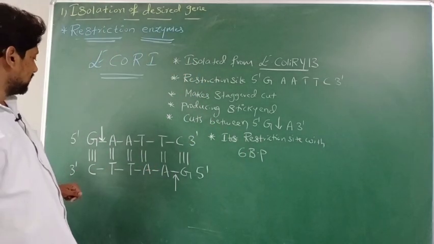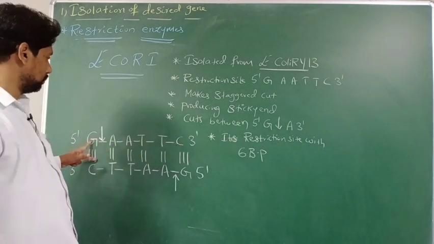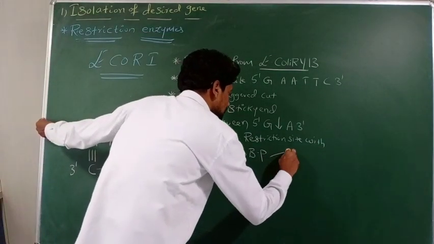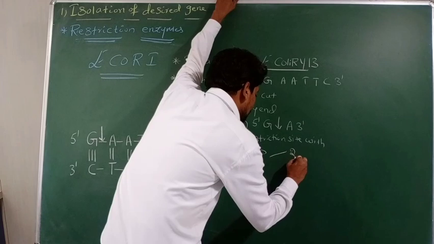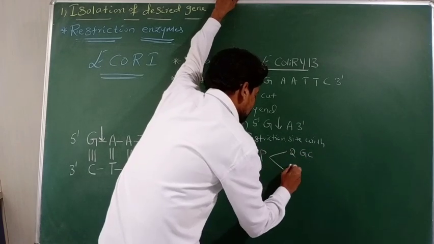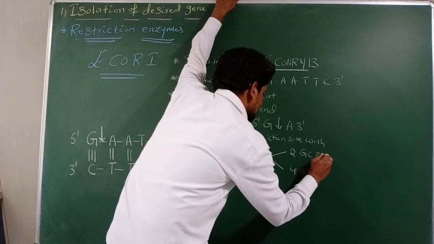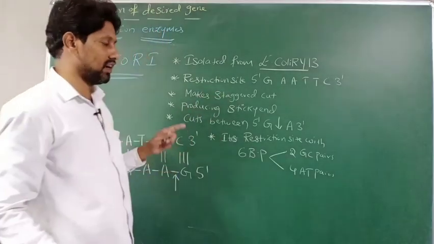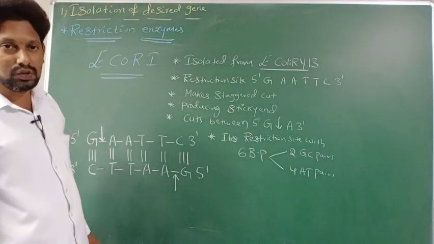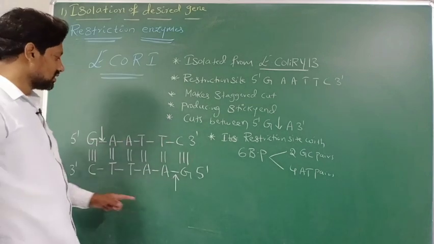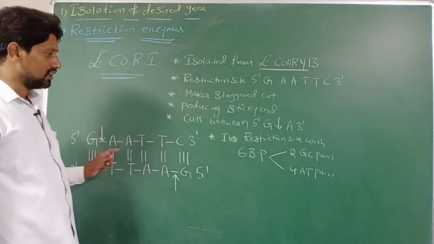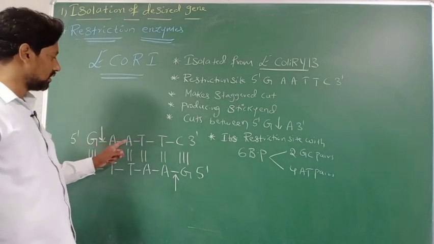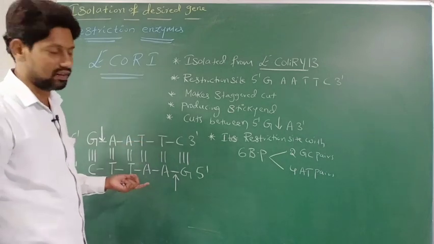Out of 6 base pairs, how many are GC pairs? 2. How many are AT pairs? 4. Therefore, out of 6 base pairs, 2 are GC pairs, whereas 4 are AT pairs. Is this statement okay? Right. In its recognition site, how many nucleotides are present? 12 nucleotides are present. 6 pairs means 12.